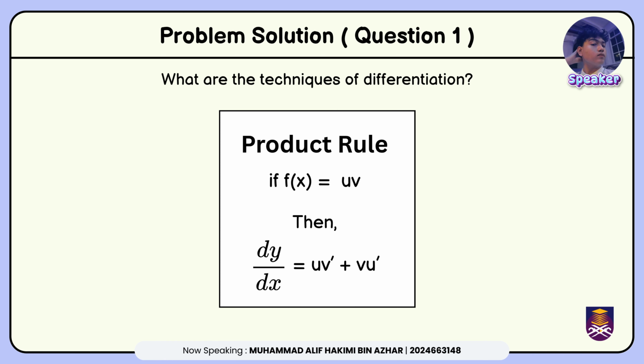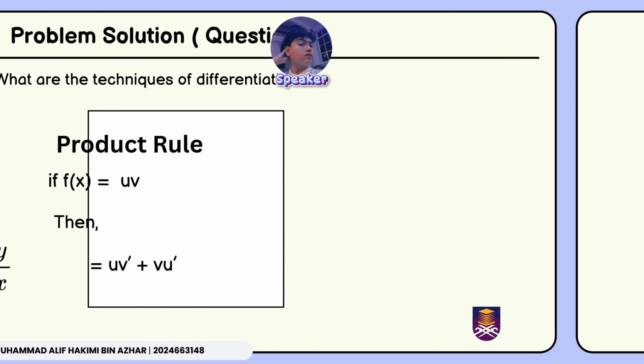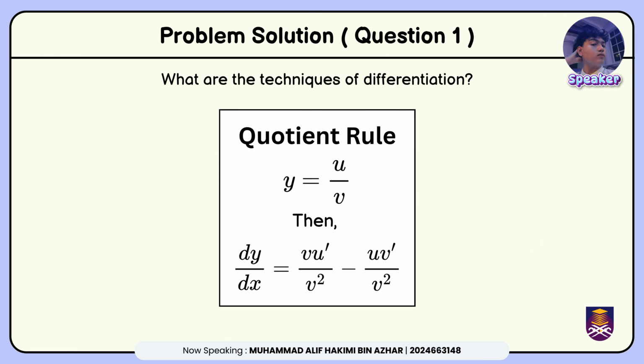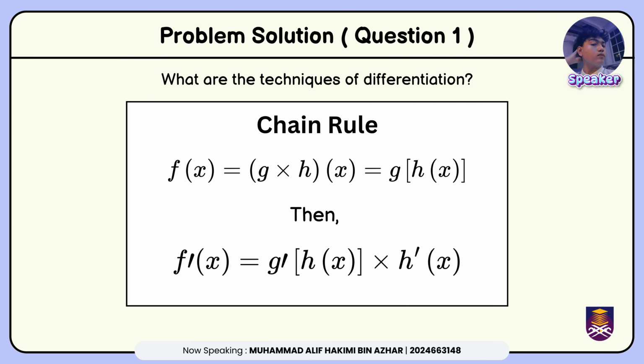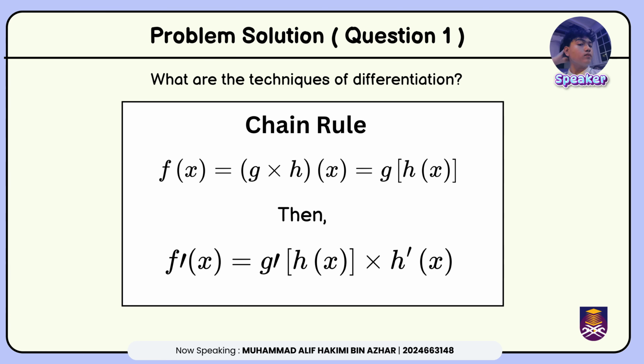Product rule: for u times v, the derivative is u v prime plus v u prime. For the quotient rule, u over v, the derivative is v u prime minus u v prime over v squared. Chain rule for composite functions: multiply the derivative of the outer function by the derivative of the inner function.